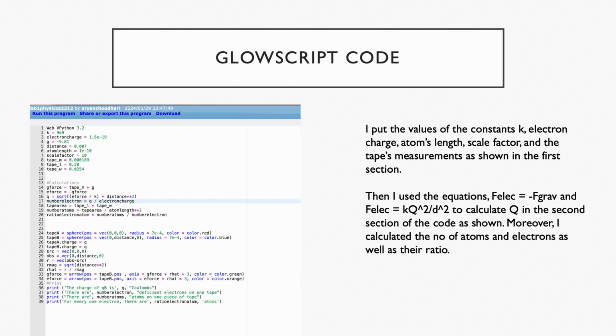This is the GlowScript code. So I put the values of the constant k, electron's charge, atom's length, scale factor, and the tape's measurements as shown in the first section. Then I used the equation F electric is equal to minus F grav and F electric is equal to kQ squared upon d squared to calculate Q in the second section of the code. Moreover, I calculated the number of atoms and electrons as well as their ratio.